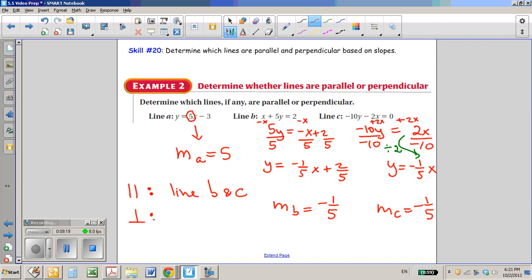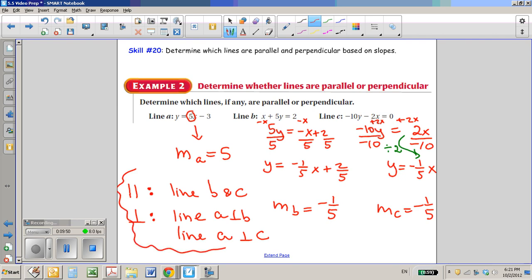Perpendicular, they have to be opposite reciprocals. So line A and line B will be perpendicular. So that pair. And remember, for perpendicular, it has to be a pair of lines. So A and B, and also A and C, because A has a slope of 5 and C has a slope of -1/5. So it's going to be another pair. So line A is perpendicular to line C. Alright, so this is my answer here.